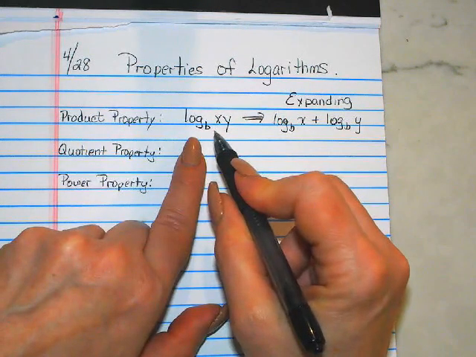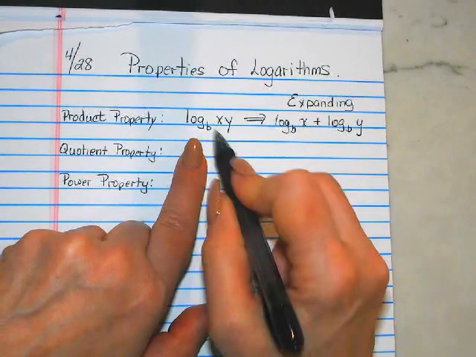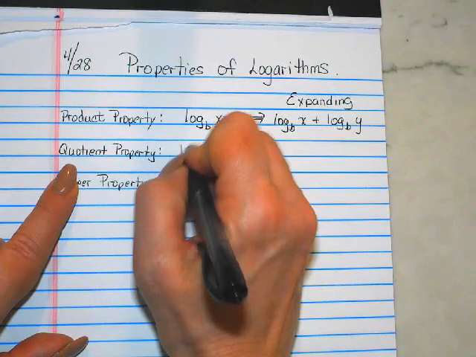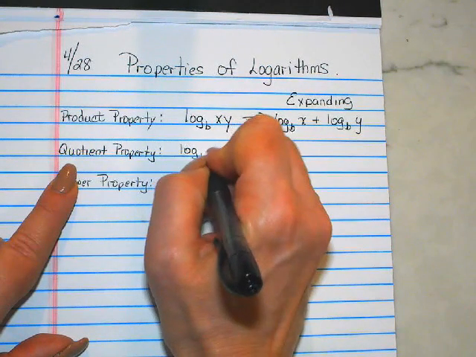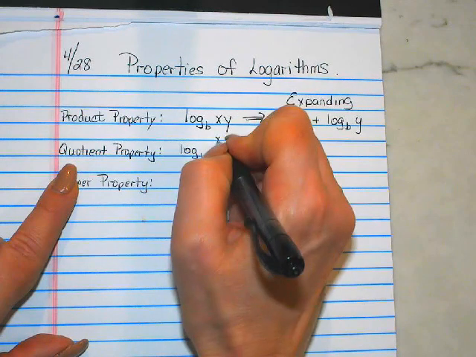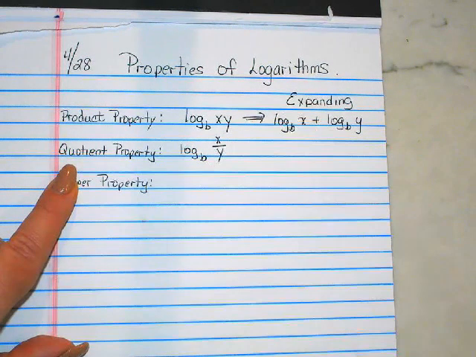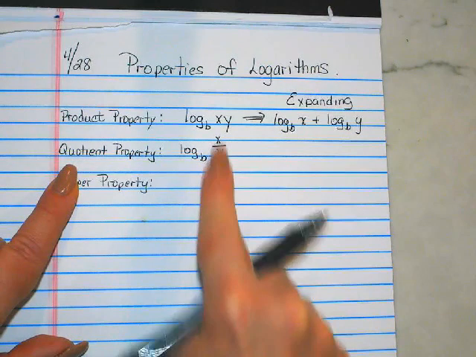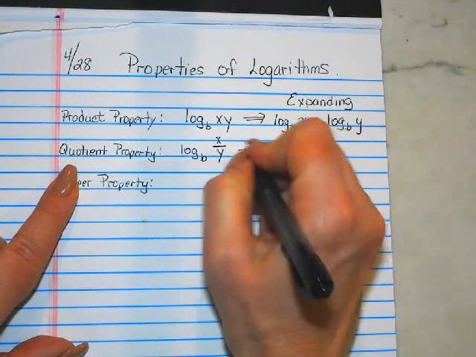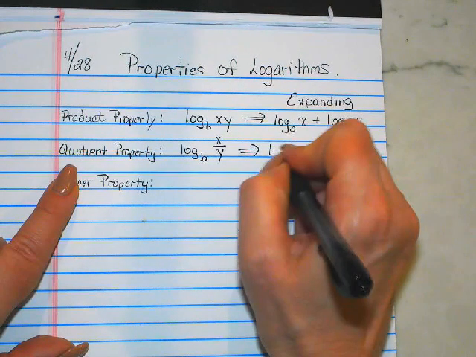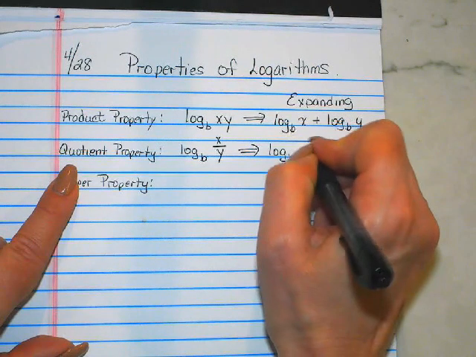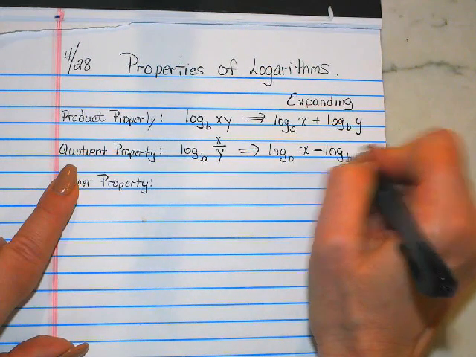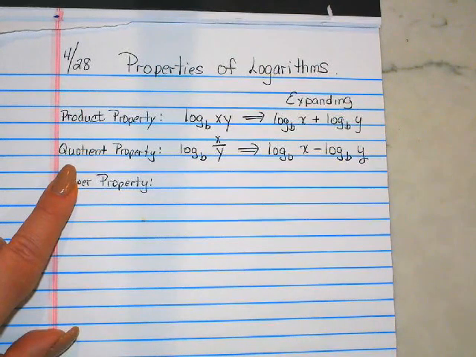Okay, so this is condensed, expanded. So when they're multiplied, you put them in addition. The quotient property, any log of any base of anything divided. If when they're multiplied, you add them, what do you think you're going to do when you divide them? That's right, you are going to subtract them. Log base b of x minus log base b of y.